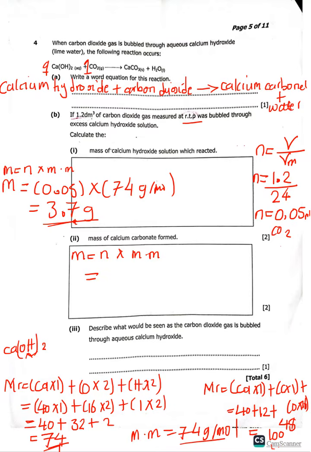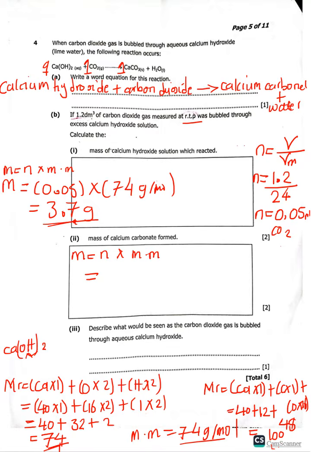So let's go back to our equation. We can also see that there is 1 in front of calcium carbonate. Since these three have the same mole ratio, the number of moles will also be equal for each. So the same 0.05 is equal to this calcium carbonate, since it also has 1 as a mole ratio.